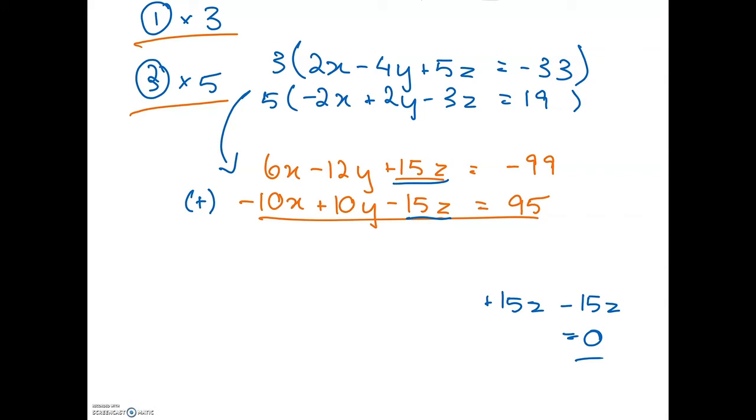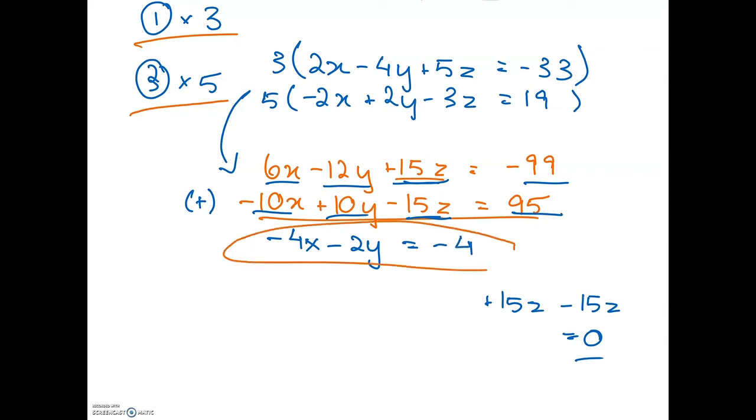So we're going to add down. So 6x plus negative 10x is negative 4x. And then negative 12y plus 10y is negative 2y. And as you can see, our z terms cancel. And then we have to do negative 99 plus 95, and that equals negative 4. So now we've come up with an equation down here that only has an x term and a y term.